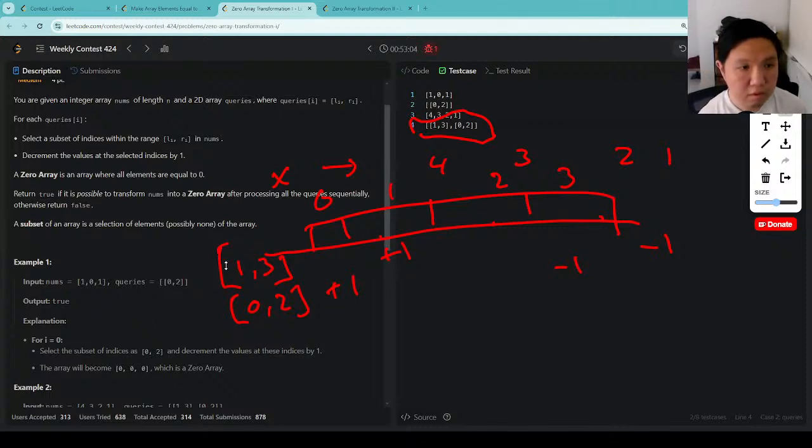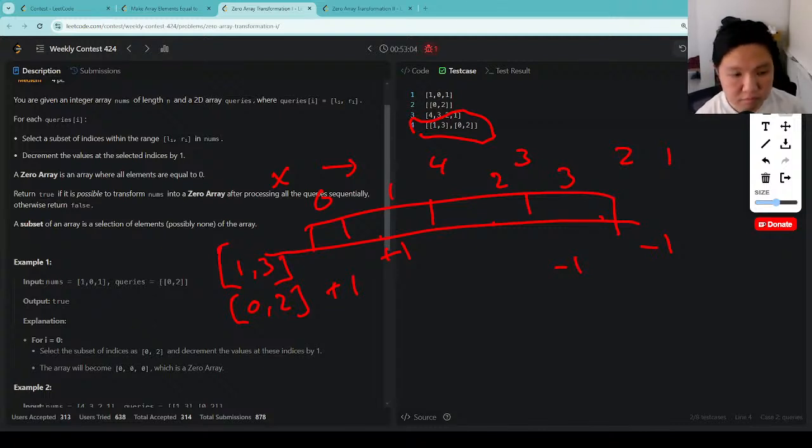Huh. I'm not getting this. Oh, oops. So you're supposed to return the minimum possible non-negative value of k, such that after processing the first k queries, the nums become a 0 array. If no such k exists, return -1. Oh, interesting. Okay, I misunderstood the question. So this is a slightly different problem.